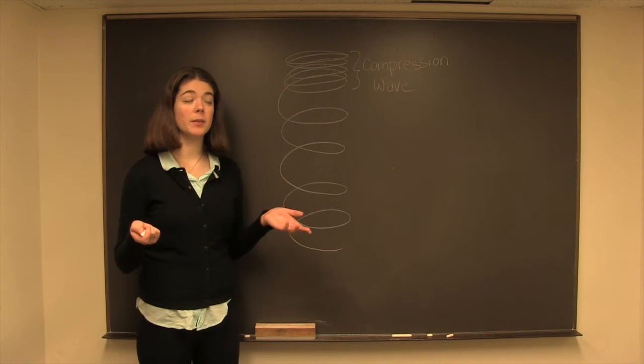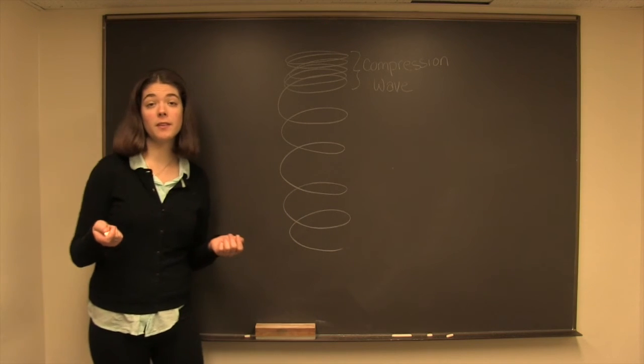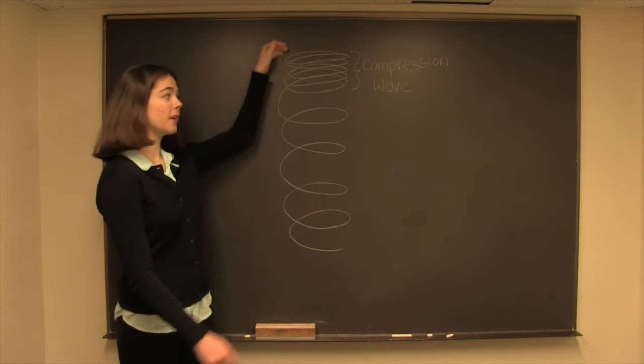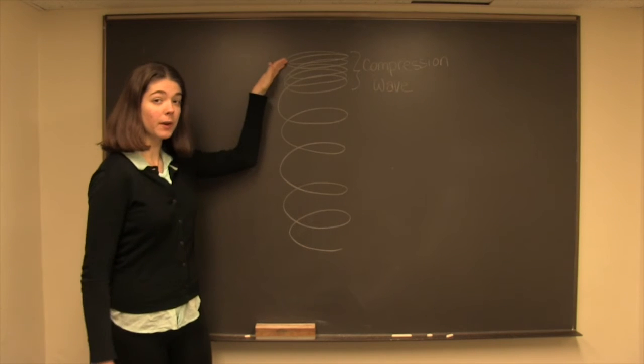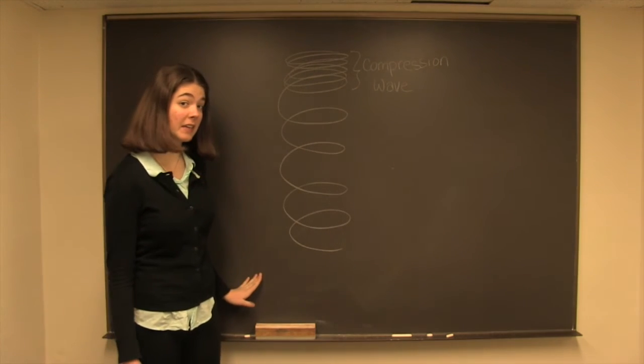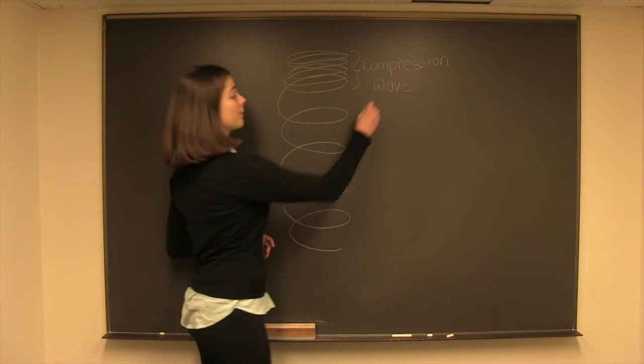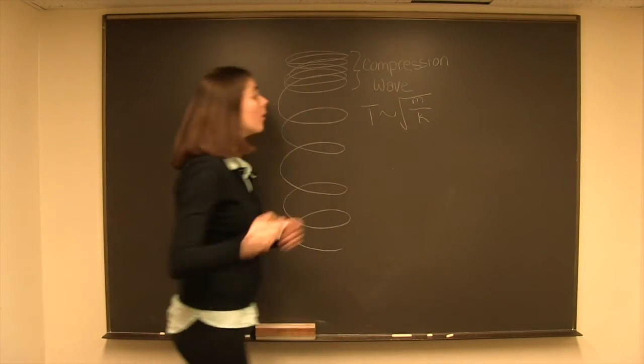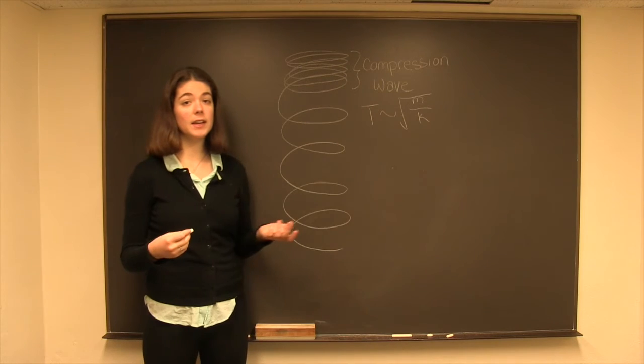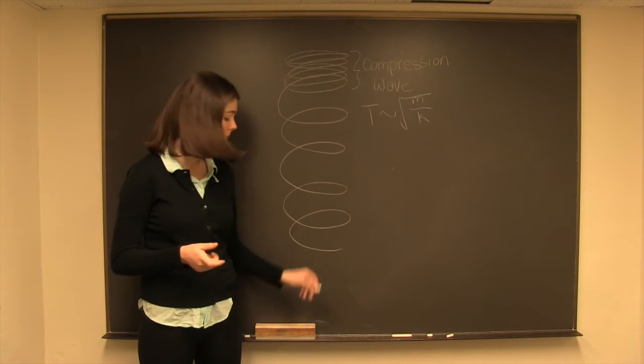So now we're going to take a look at the way that a falling Slinky behaves like a wave. As the upper coils begin to collapse on one another, they form a compression wave that will then travel down the entire length of the Slinky. This wave has a period that goes as the square root of m over k, where m is the mass of the Slinky and k is the spring constant.